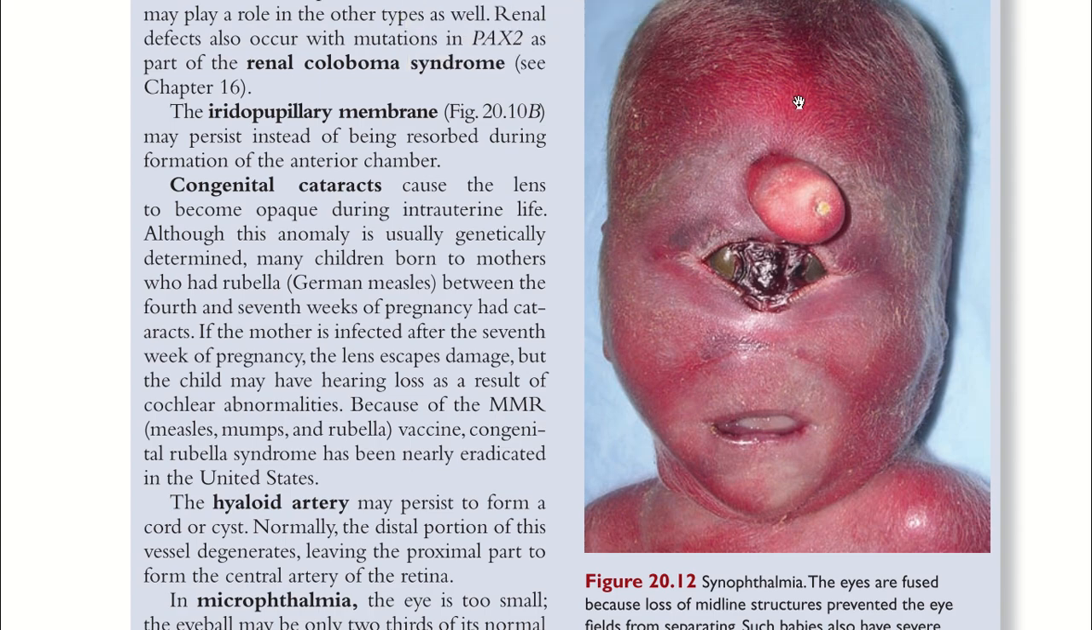Right, so right here is another abnormality which is called synophthalmia. Synophthalmia is due to your eyes being fused. Remember, we have some midline structures that you have to develop, like your nose from the frontonasal prominences and all those things. If they fail to develop, you're actually going to have your right and your left eye fused together. That's your synophthalmia.